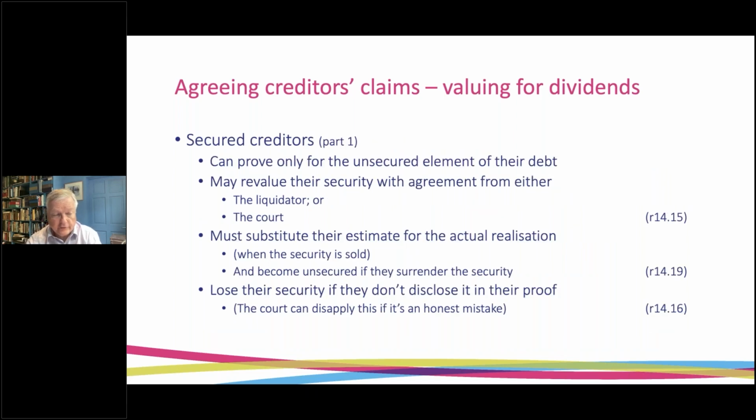Looking at some special cases, first of all, secured creditors. As you know, secured creditors can prove only for the unsecured element of their debt. That's all that they will get paid a dividend on. So when they put their proof of debt in, they have to put an estimated value of their security on the proof of debt. Once they've done that, they can change the value that they have given to their security, but they would need to get agreement from either you or the court. Now, I'm sure that you would allow them to revalue their security if it's reasonable for them to do so, if they can show why they need the revised value.